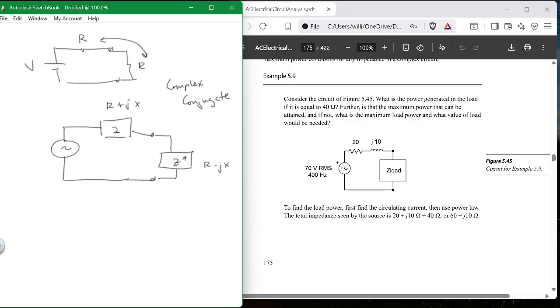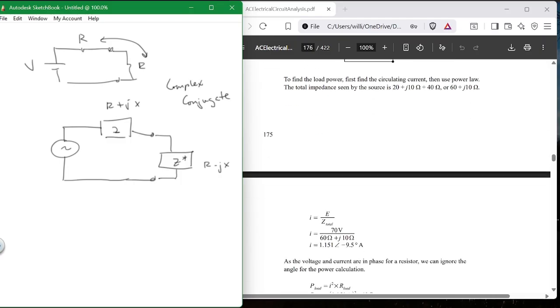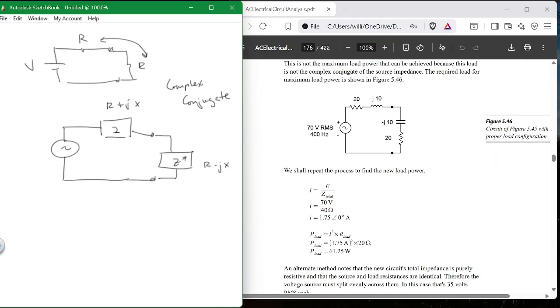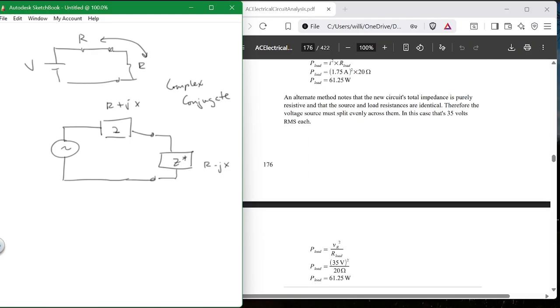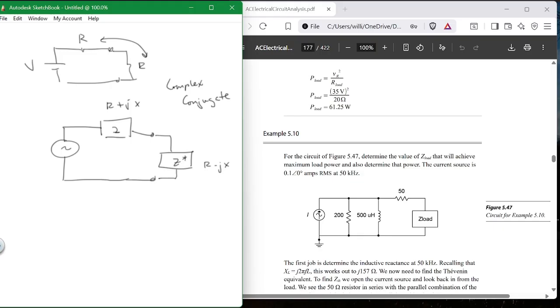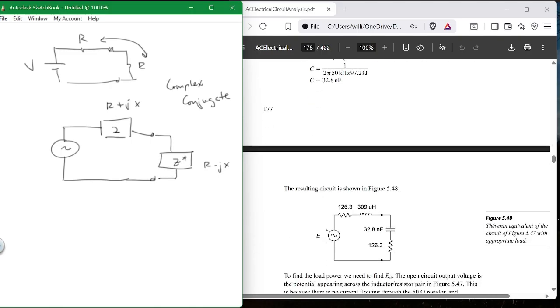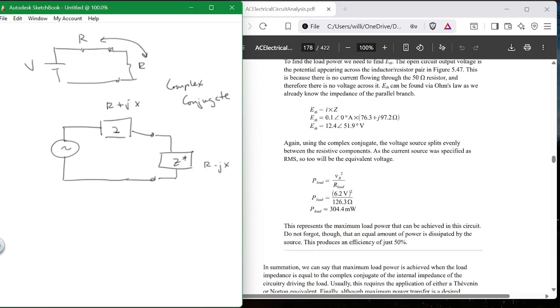So, if you had this, what would be the load that would give you the peak power? 20 minus J10, right there. That would be what you would have to do in order to get the peak power out. So, if that's the case, what would be the peak power out? You have to figure that out. And again, this is not hard. The hardest part here is the Thevenin.